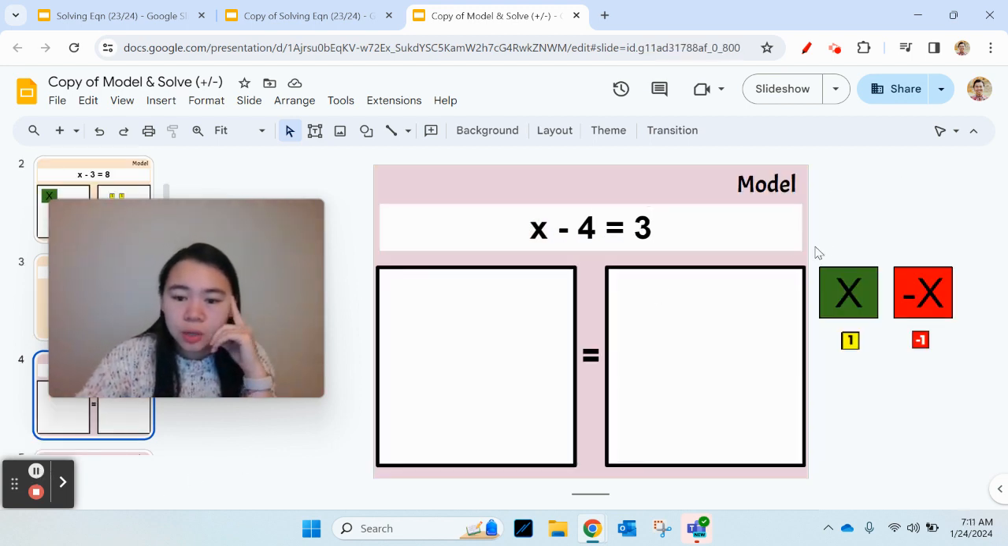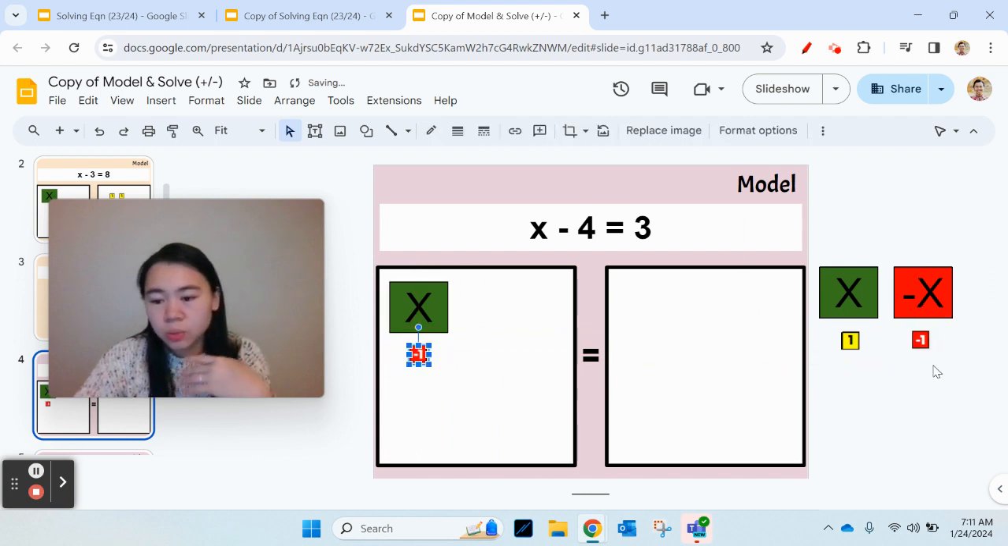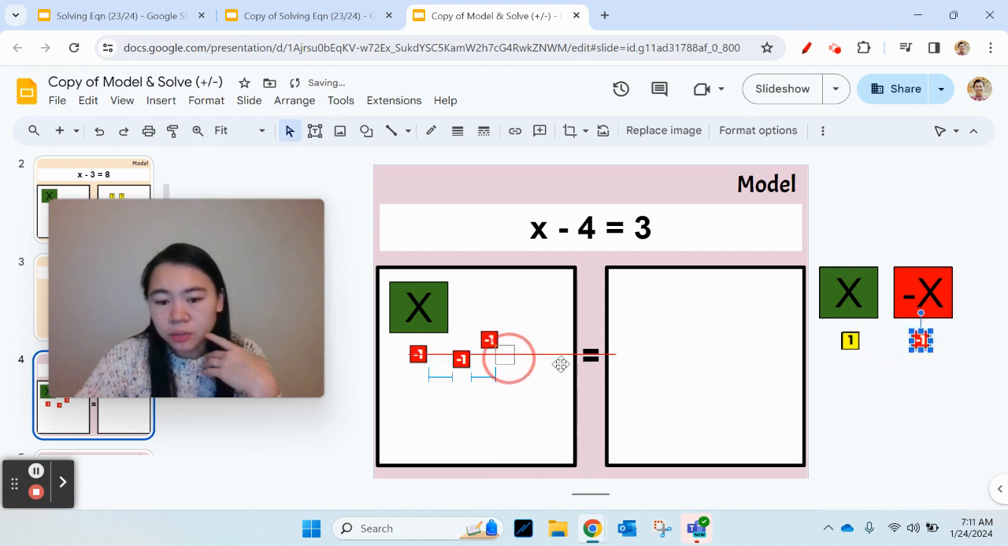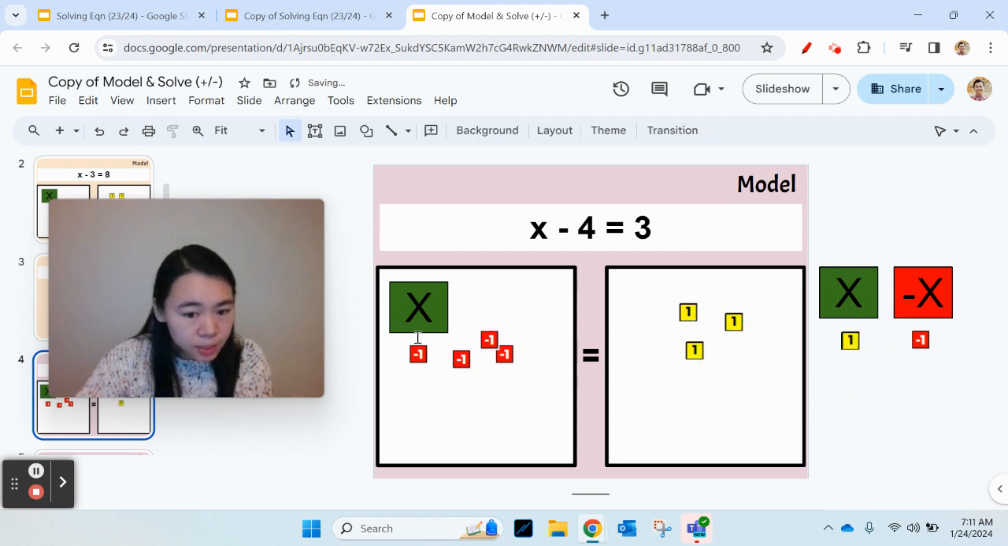Number 2, first we're going to model x minus 4. This is very similar to our x minus 3. Still positive x. This time we're going to have 4 negatives. So x minus 1, minus 2, minus 3, and minus 4. And it equals a positive 3. So we're going to use these positive 3 counters. X minus 4 equals 3.